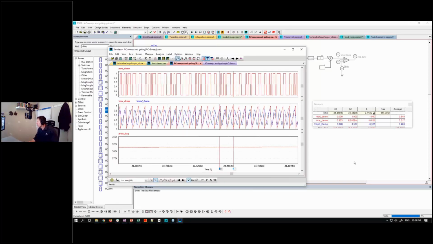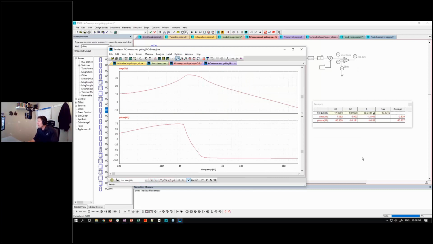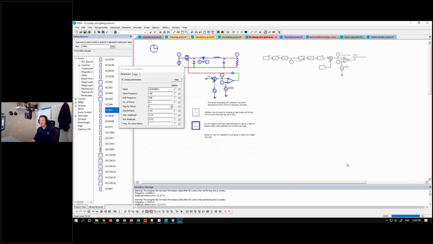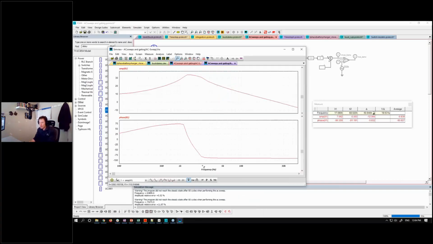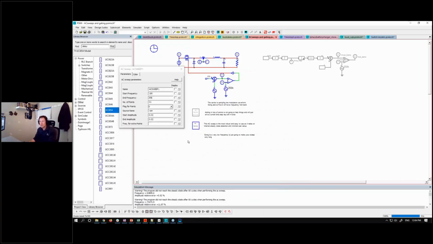Other questions? How are we doing for time here? Okay. So here we can see that sweep result. We went from 100 hertz. And if we were really interested in a lower frequency, we could add one in here. Or if we wanted to resolve this transition region, we could add in a few extra points here as well.